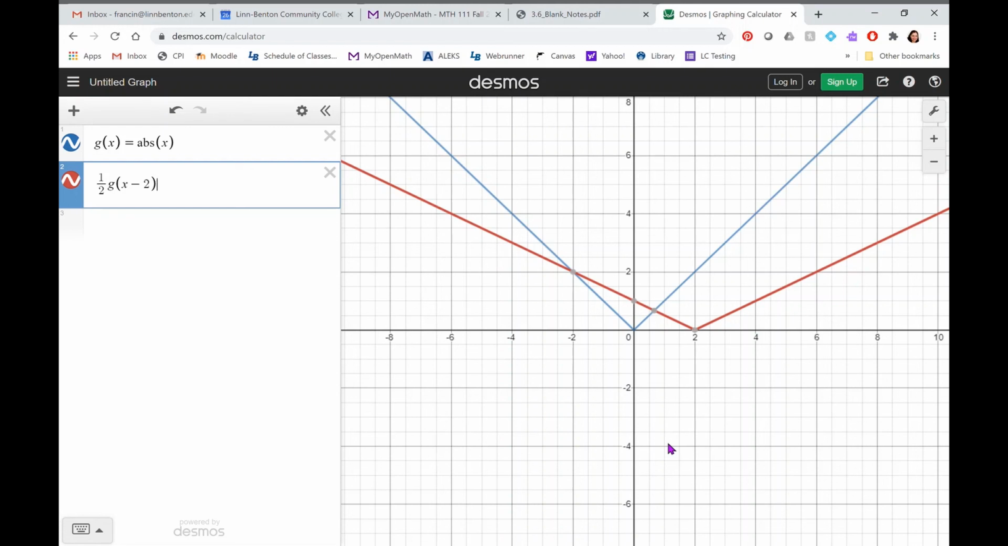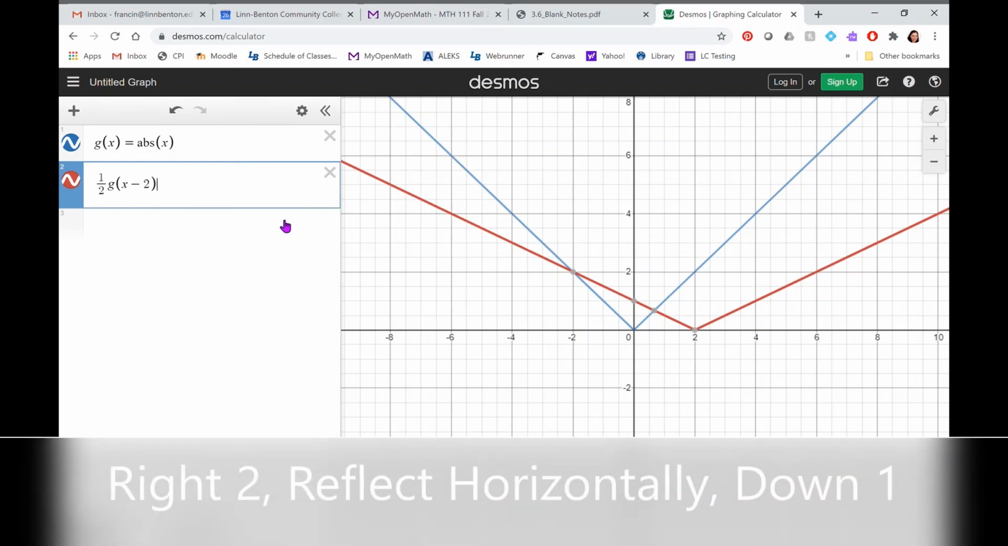All right, so what we're going to do now is try another problem. The problem we're going to try and do is figure out the function that will shift the absolute value function right 2, reflect it horizontally, and down 1. So see if you can write down right now the graph that shifts right 2, reflects horizontally, and shifts down 1.